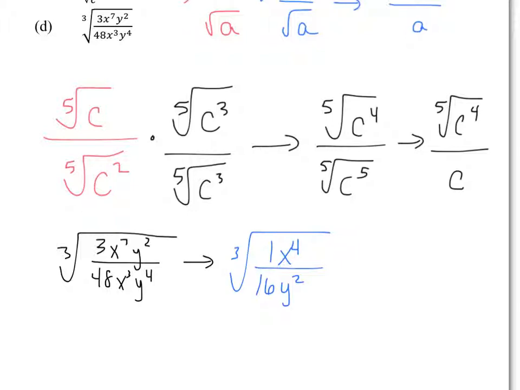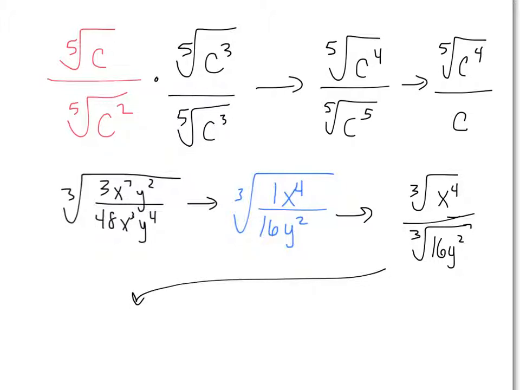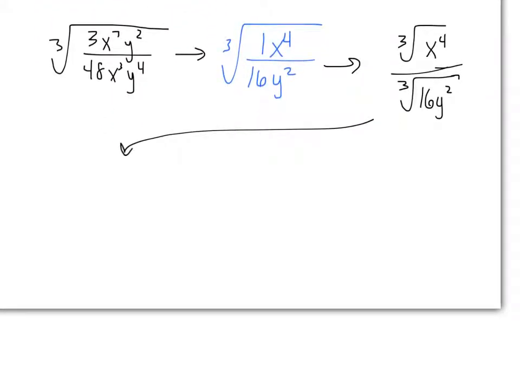Now I can go ahead and write it separately. So this is going to become the cube root of x to the fourth over the cube root of 16y squared. What should I do next? This is a difficult level SAT problem, medium to difficult, I'd say, actually, but it's the kind of thing you have to be able to do. What should I do next?